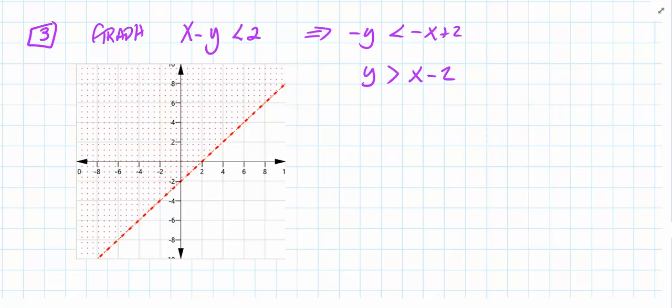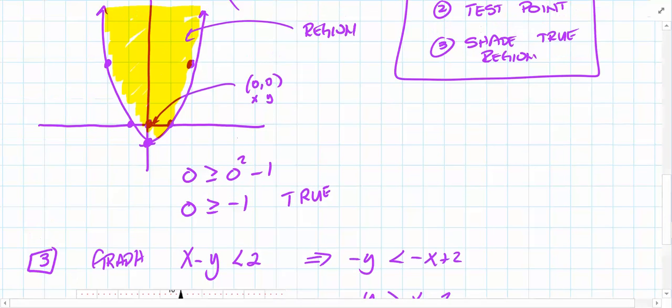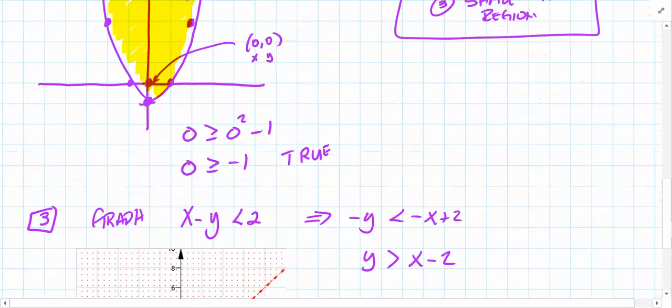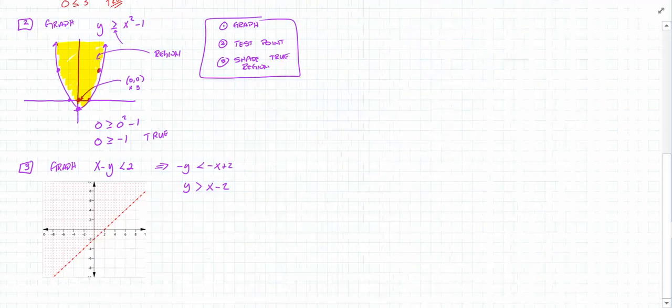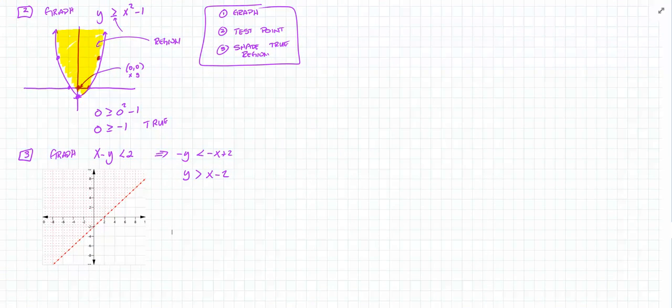Okay, and then if you take a look at the picture here, you should have something that looks kind of like this, where you'd go down 2, and then the slope would be up 1 over 1, and you have a dashed line, and it should be pretty straightforward. And then the one we had before was sort of this parabola here. So what I want to do now is I'm going to shrink this down, and then I'm going to show you how to graph these actually on your graphing calculator.